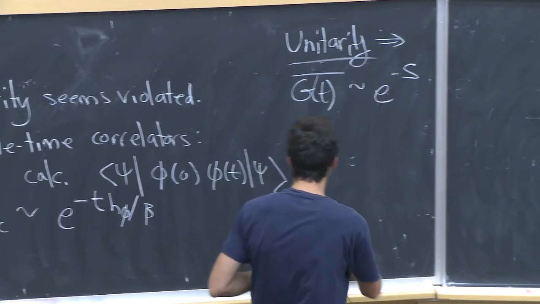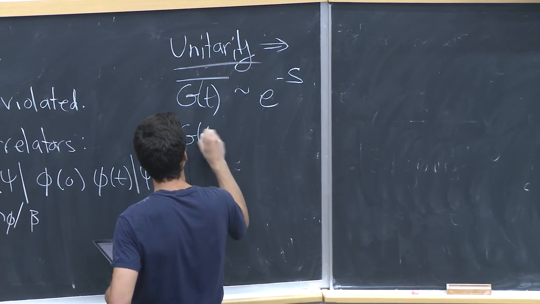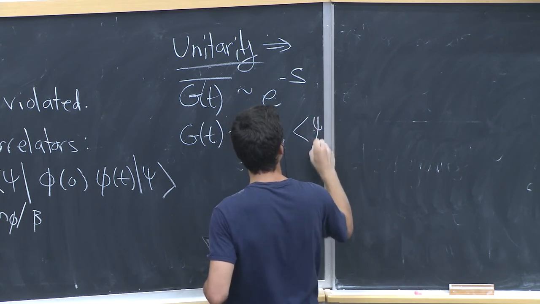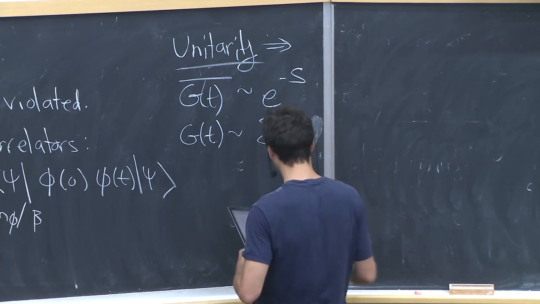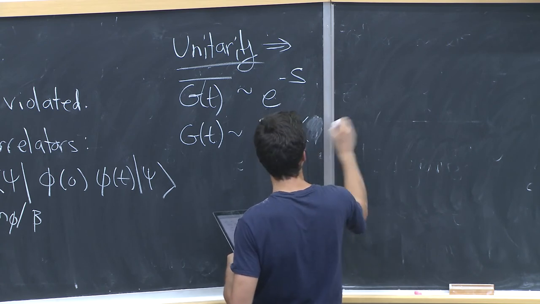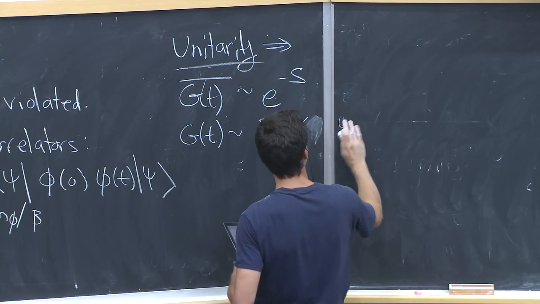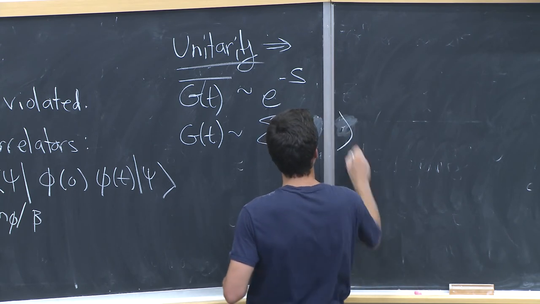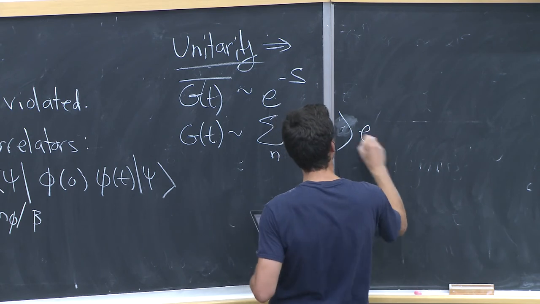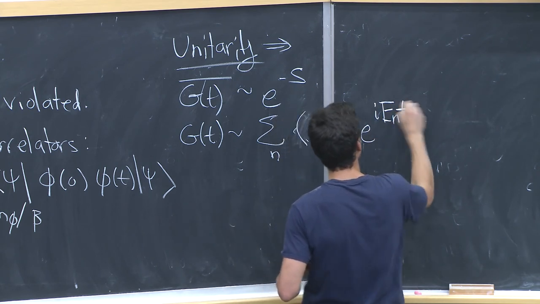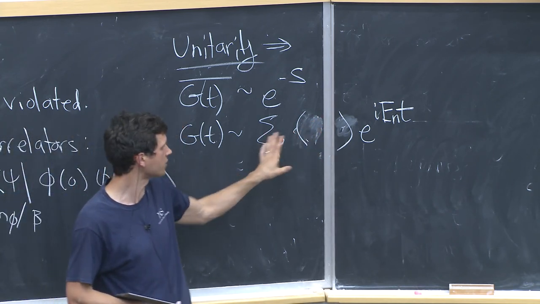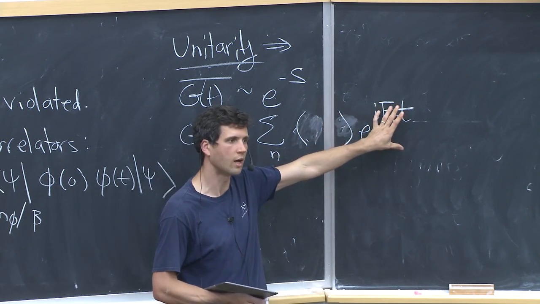This argument is pretty simple. The argument is that you just insert a complete set of states and write G of t as a sum over n of psi. I think I've mixed up my operators. There's some matrix elements that show up in this sum, which I won't need. And I wrote them wrong, so I'm not going to try to write them down here. But you can insert a complete set of states and write this autocorrelation function as a sum of matrix elements times e to the i E t.